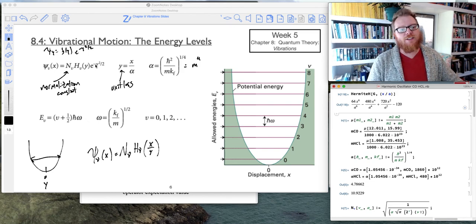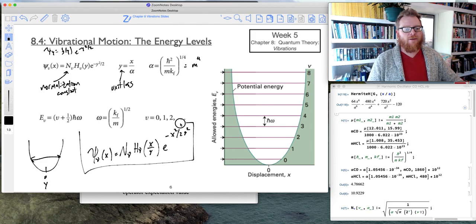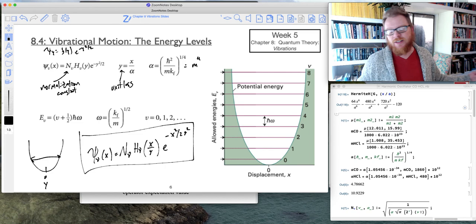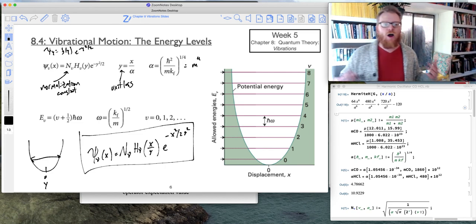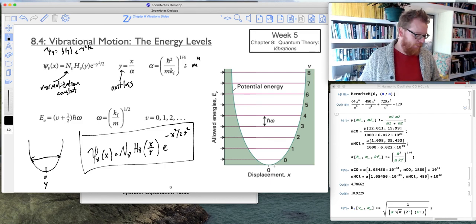And then also, this is no longer going to be an e to the negative y squared divided by 2. Rather, it's going to be an e to the negative x squared divided by 2 alpha squared. And now I can think of my wave function only in terms of x, which is convenient, since we always like to think of this scale as the x scale.